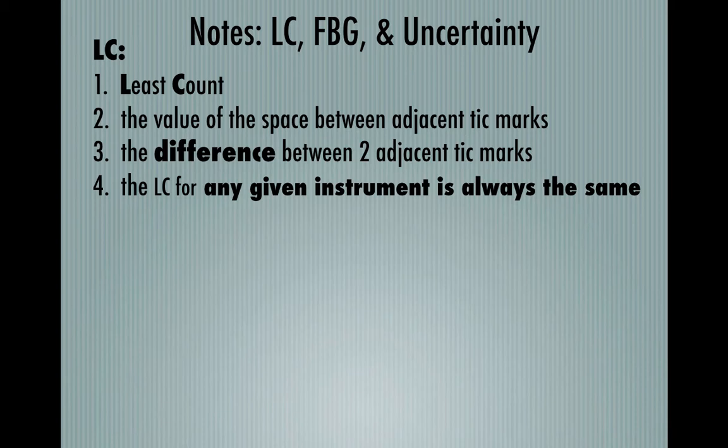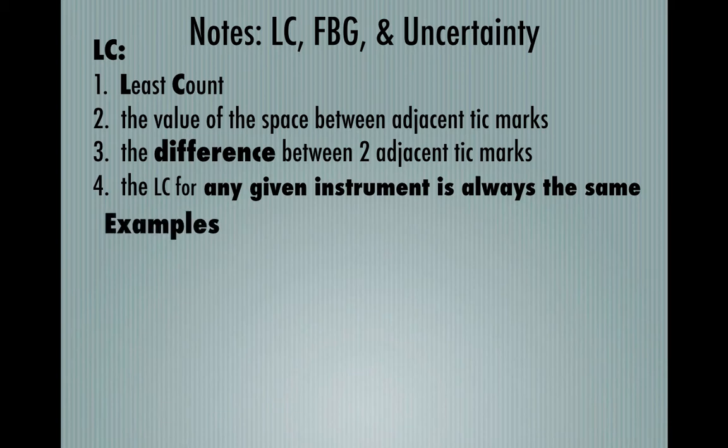But what this means is that the least count for a ruler, or the rulers that we use in here, is always going to be the same. The least count doesn't change depending on what you're measuring. The same with the spring scales and the tape measures and the trundle wheels and the balances and all the other stuff that you used the other day.